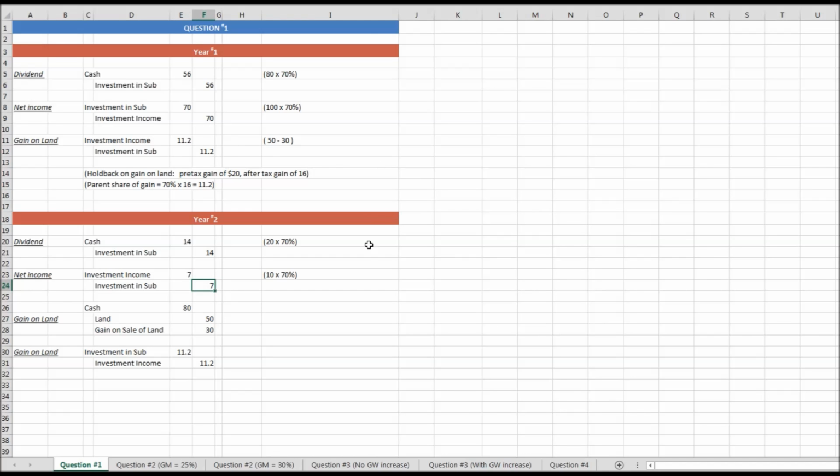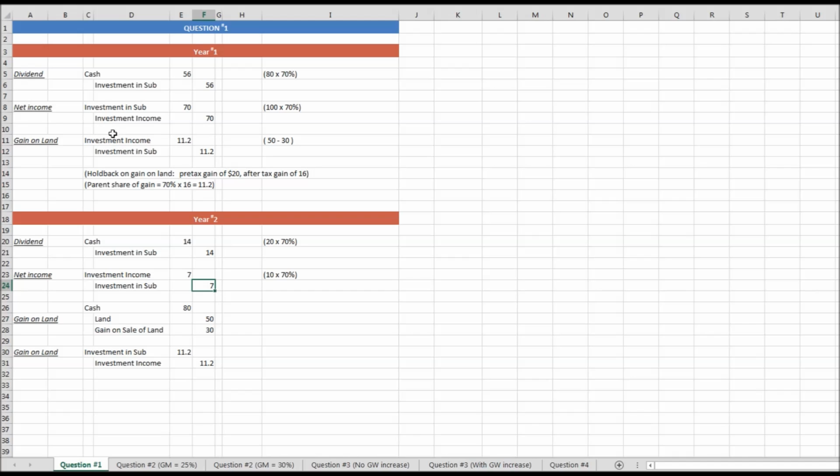Okay, and now we're going to move on to the gain on land. So since we own a 70% interest in the sub here, we can't claim all the profit that the sub gets by selling land to the parent. So to further elaborate here, what happened is that the sub sold the land to the parent at $50 over here. The land had a cost of $30, so the sub made a gain of $20. But the parent can't actually record that $20 because it's an intercompany transaction.